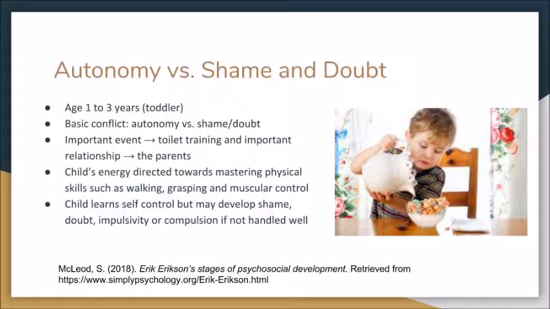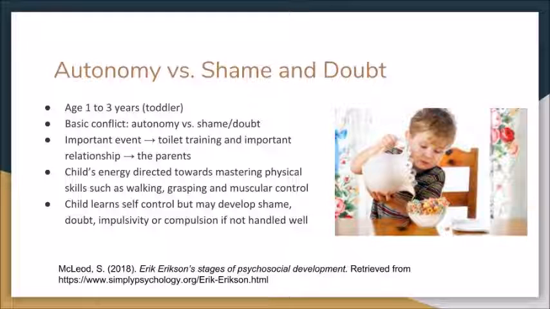The next one is autonomy versus shame and doubt. This stage is from age 1 to 3 years old. The basic conflict, autonomy versus shame and doubt. The important event is toilet training, and the important relationship is with the parents. The child's energy is directed towards mastering physical skills such as walking, grasping, and muscular control. The child learns self-control but may develop shame, doubt, impulsivity, or compulsion if not handled well.